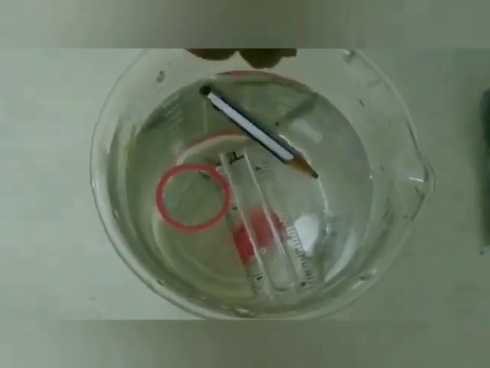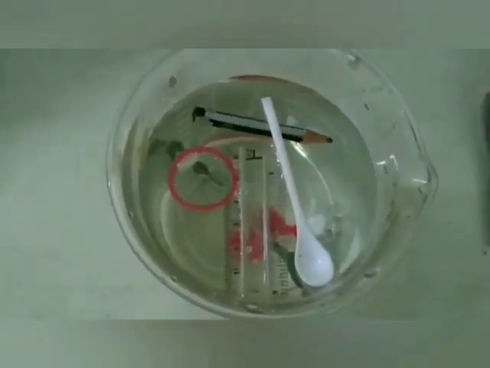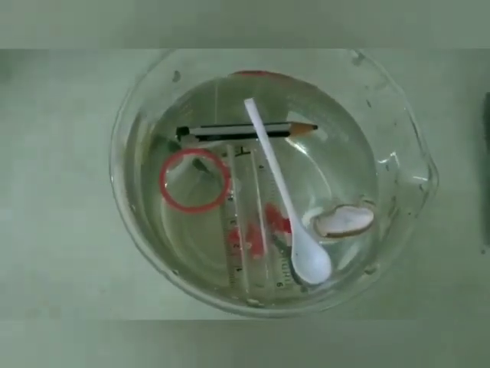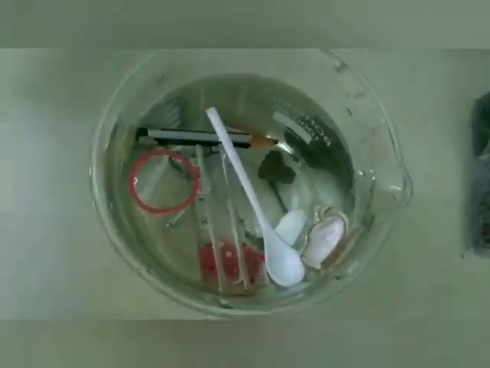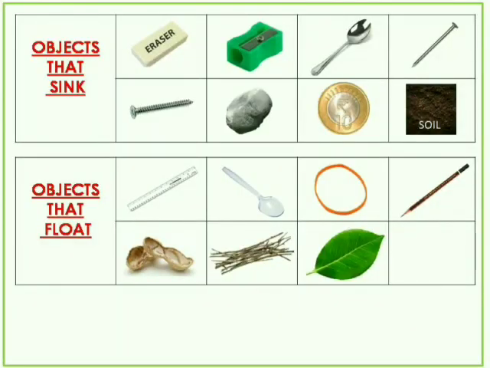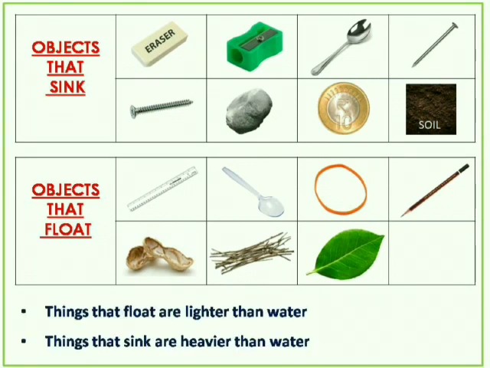What do you see? The eraser, sharpener, steel spoon, nail, screw, stone, coin and soil sink in the water, while other things, that is plastic ruler, rubber band, pencil, plastic spoon, groundnut shell, twigs, leaves float in the water. Let us make a chart of the objects which sink and which float. The things that float are lighter than water, and the things that sink are heavier than water.